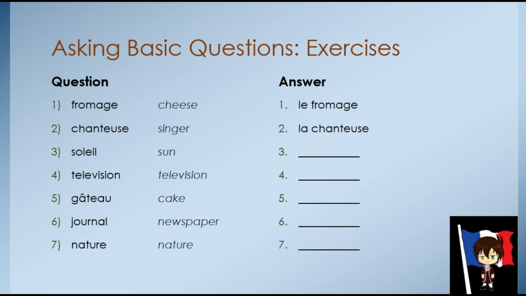Alright, so let's have some exercises muna for asking basic questions. The first and second one is already done. So you just have to put the right article. For the first one, we have fromage. So that's cheese in English. So dahil ang fromage is masculine, although nagtatapos siya sa letter E, kasi di ba pag may words na nagtatapos sa AGE, that will be masculine. So I will be using le fromage. For chanteuse, dahil babae siya, singer, that will be la chanteuse. So I'll give you mga 10 seconds or just pause the video if you're ready, just resume it.